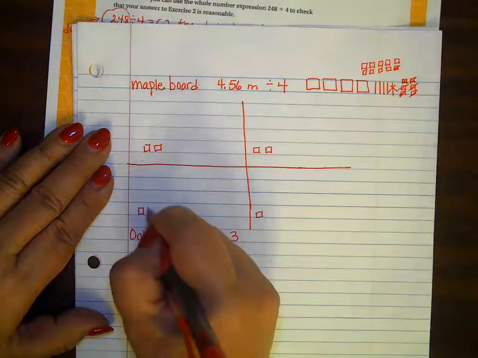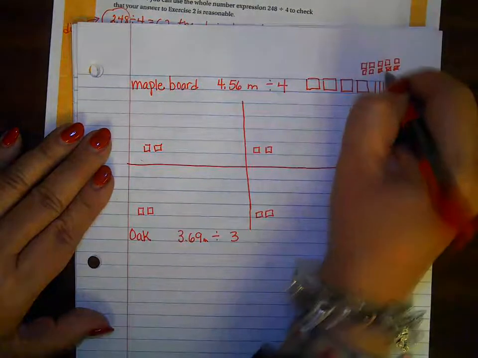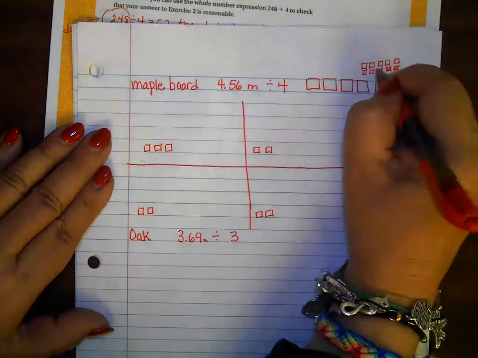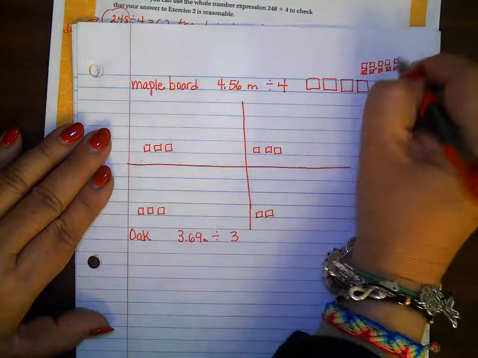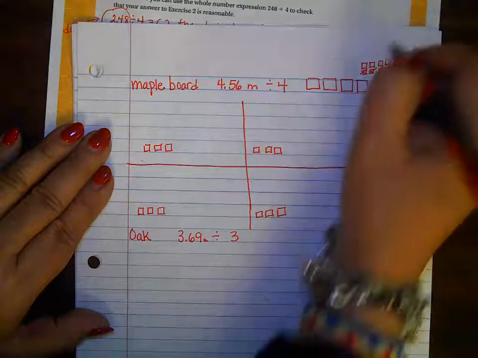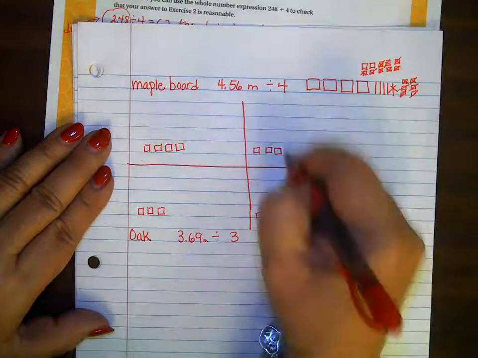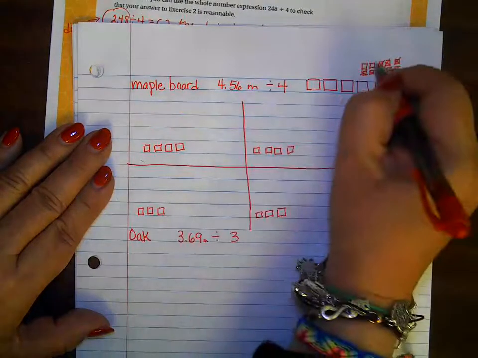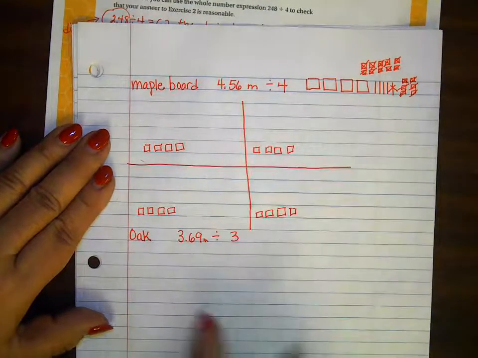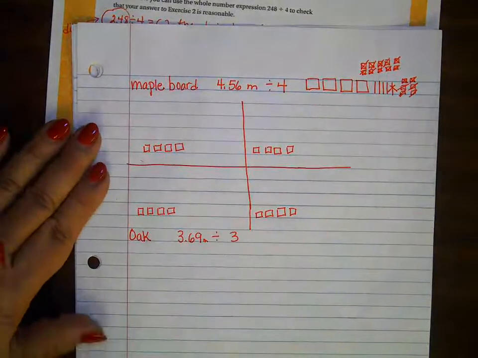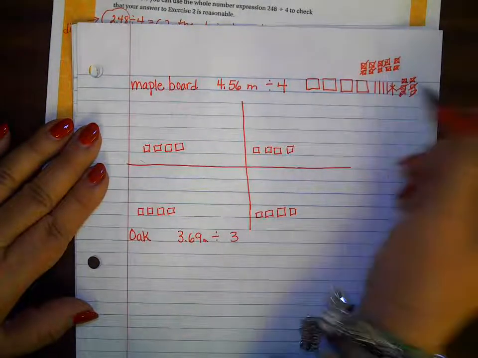So that's 1, 2, 3, 4, 5, 6, 7, 8, 9, 10, 11, and there's my 12th one. So now I can see that I have a total of 4 hundredths in each group. Now what do I have left? I have 1, 2, 3, 4 rods left.